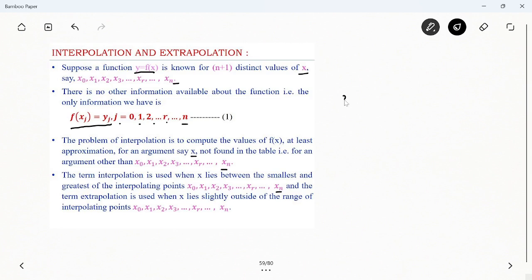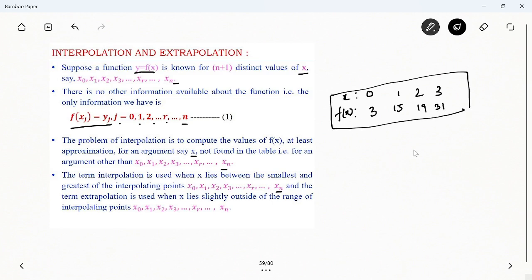That means, if we are choosing one example, suppose x and f(x) are given. X is 0, 1, 2, 3, f(x) is 3, 15, 19, 31. A set of values is given. So we have to find out, suppose, f of 0.5. This point is not given. The value of f of 0.5 is not given in the table.